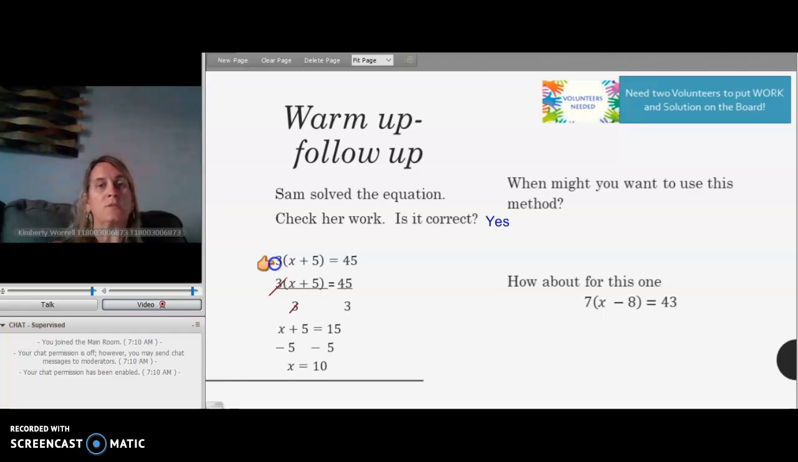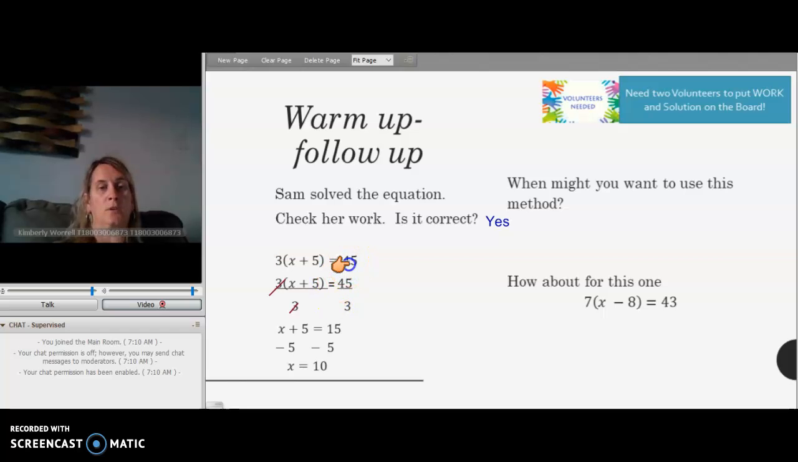So when would you want to use this? There are two things you want to check out. First, there's only one expression on the left, and it's a distributive property. So there are no other terms. There's not plus something else, minus something else. There's nothing else on the left-hand side. It's just a value times something in parentheses. Because if you divide by that value in front of the parentheses, they cancel out.